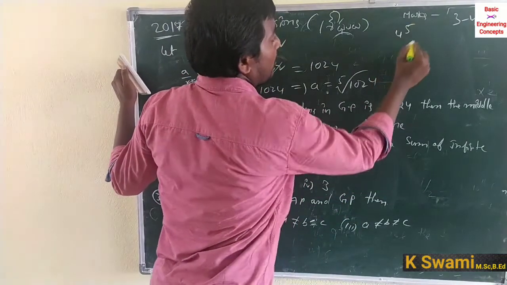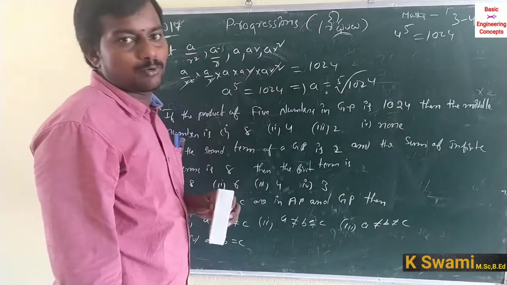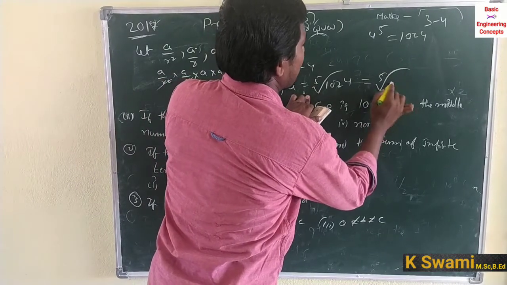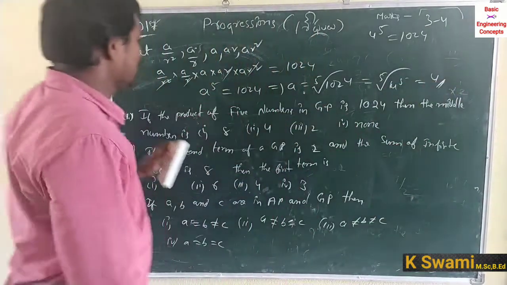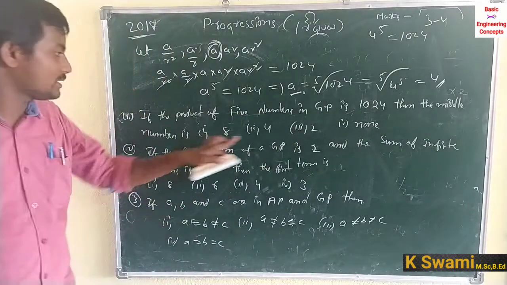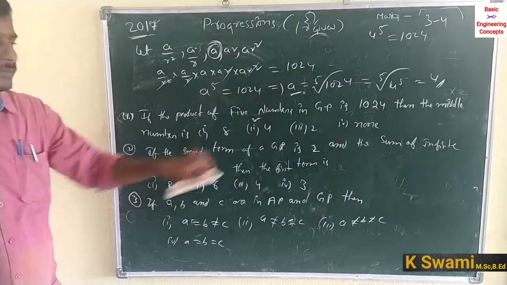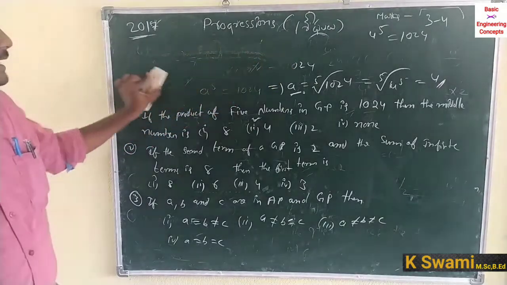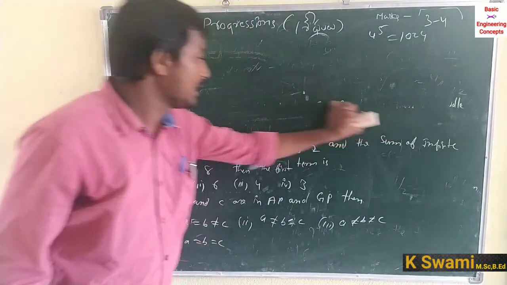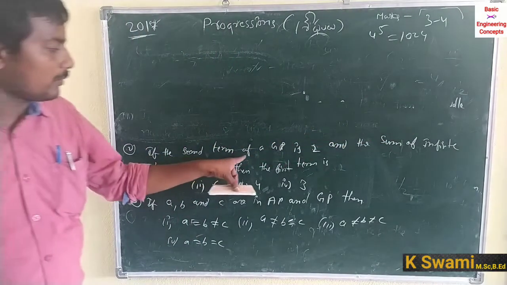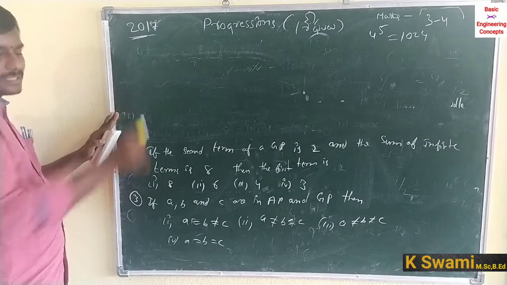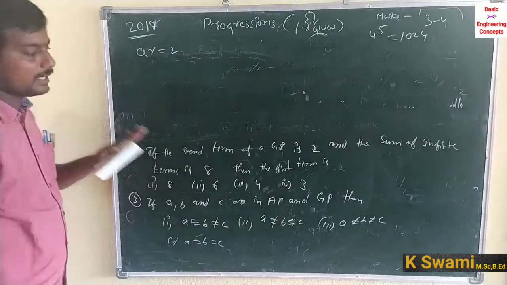We know that 4 power 5 is equal to 1024. So 5th root of 4 power 5 is equal to 4. The middle term a is equal to 4. The correct option is 2. So the second question in 2017 from progressions: if the second term of a GP is 2. So a is the first term and ar is the second term, which is 2.